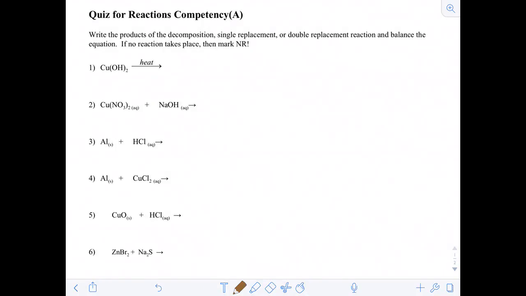All right, so for a hydroxide, for number one, what happens when I heat a hydroxide? I get water, right? So that's one product. What's the other product? Very nice. You get a metal oxide. In this case, it would be copper oxide. Wow, I got that right.